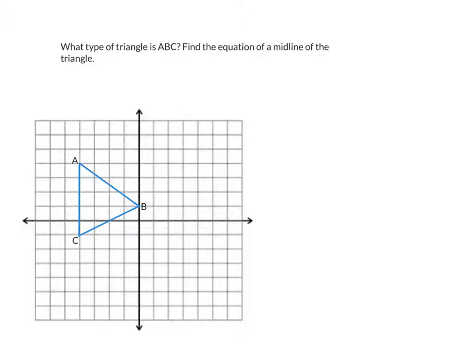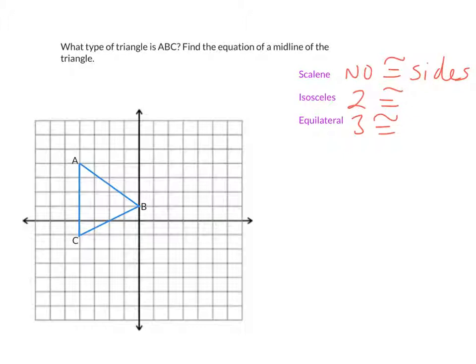It could be a scalene triangle. It could be an isosceles triangle. And it could be an equilateral triangle. Now, do you guys remember what each of those means? Well, a scalene has no congruent sides. Isosceles, 2 congruent. And then equilateral, 3 congruent.